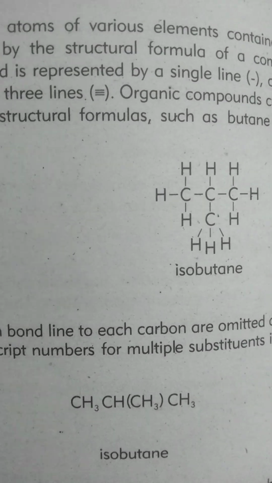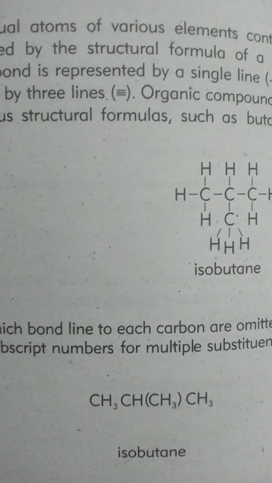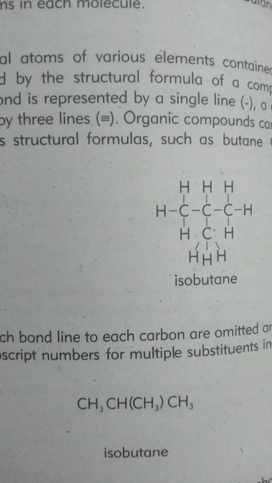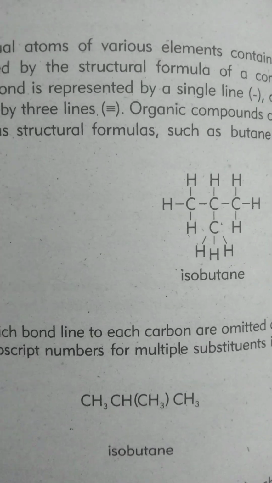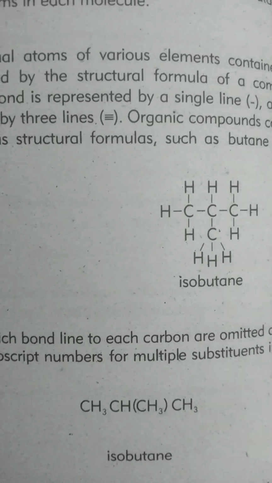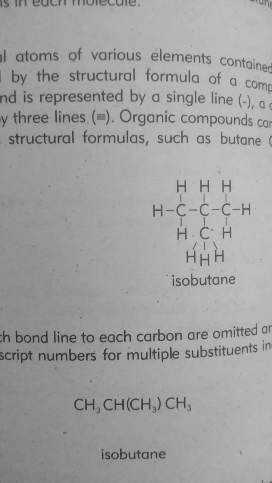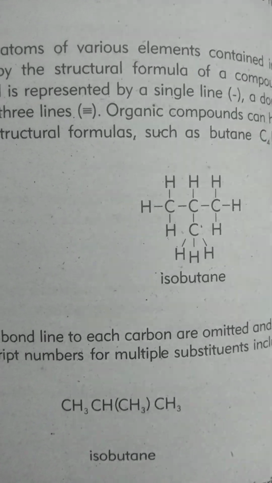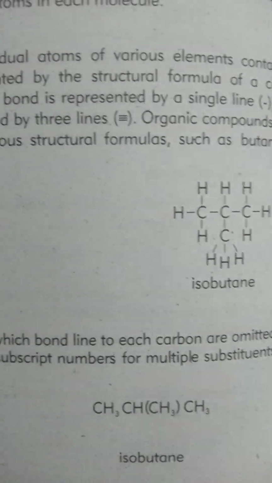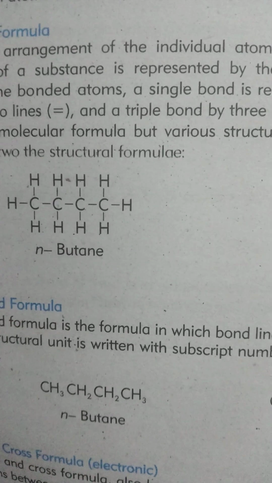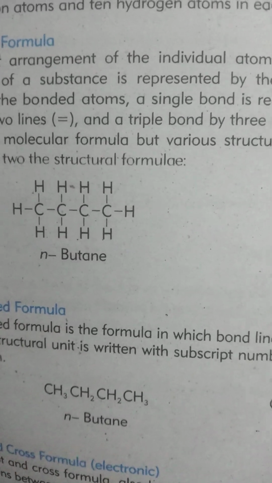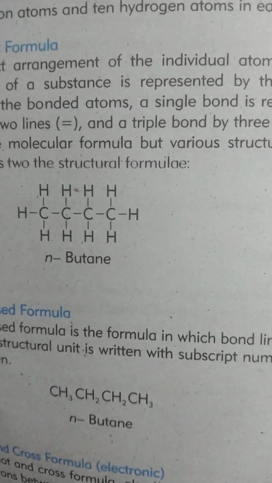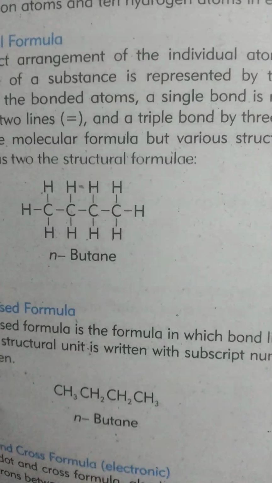What is the difference between isobutane and n-butane? Mostly the students are confused. Both have the same molecular formula, but what is the difference? In isobutane, the central carbon atom has three carbons attached. But in normal butane, the 4 carbon atoms are bonded with one another in a line, and there is no central atom with 3 carbons separately.